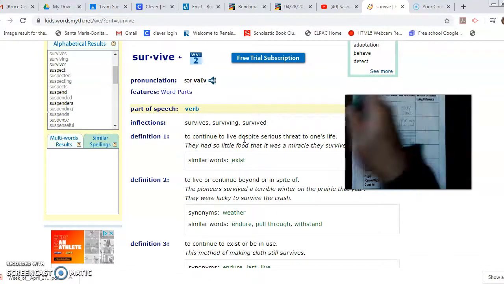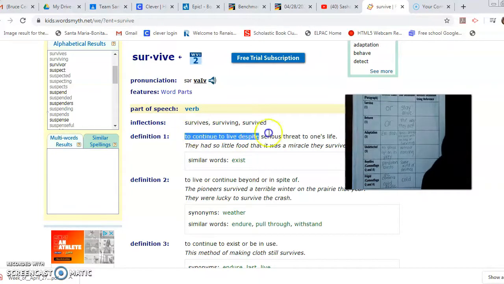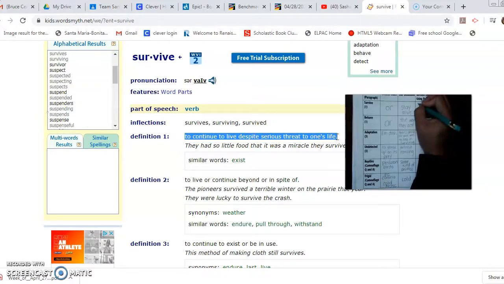So I'm going to write that. I'm going to write to continue to live despite serious threat to one's life. I'm going to write it right here. To continue to live despite serious threat to one's life. There you go.